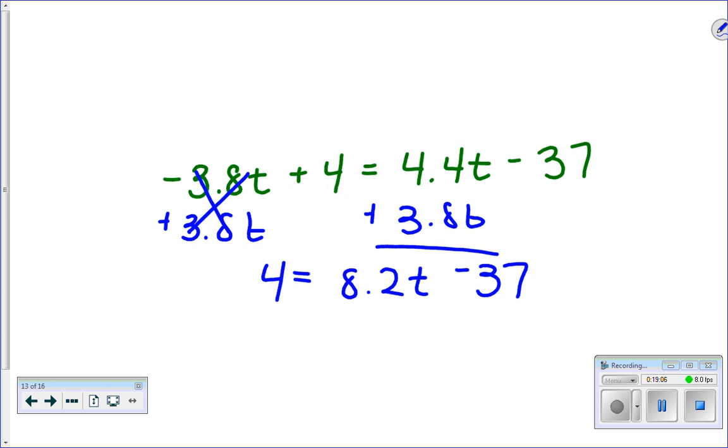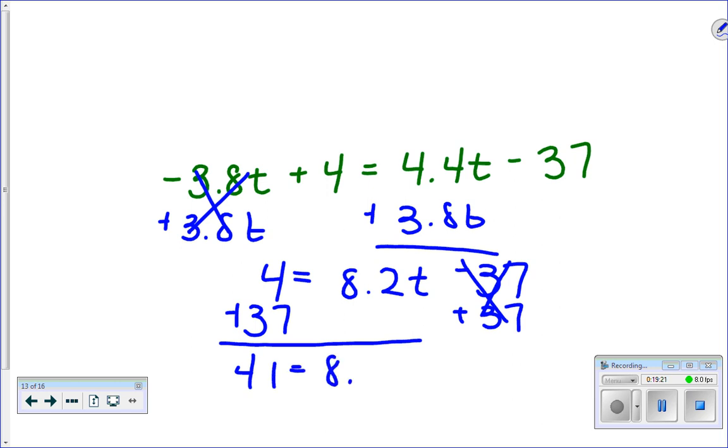And then finish it if you're not sure yet. Not negative, my bad. I must have looked at the wrong one in the book. Let's see, 41.2 t. And then divide, and it comes out as a nice whole number.